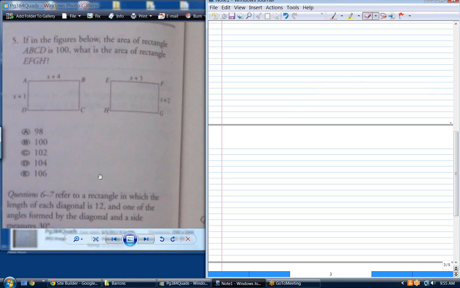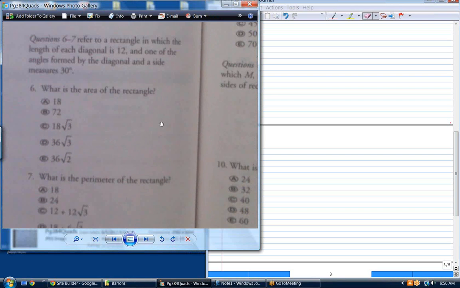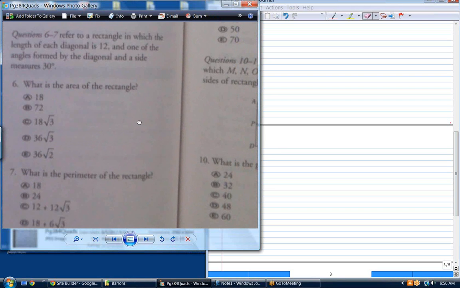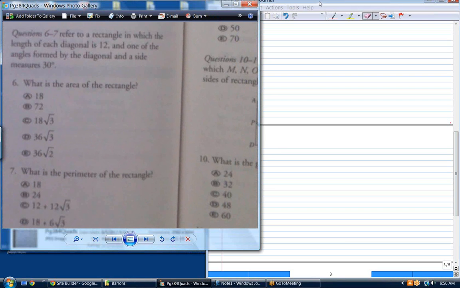Just curious what the book says for this one. I don't have the book anymore, but I just have these pages. Yeah, they do it the shortcut. And that's the only way they even suggest doing it.